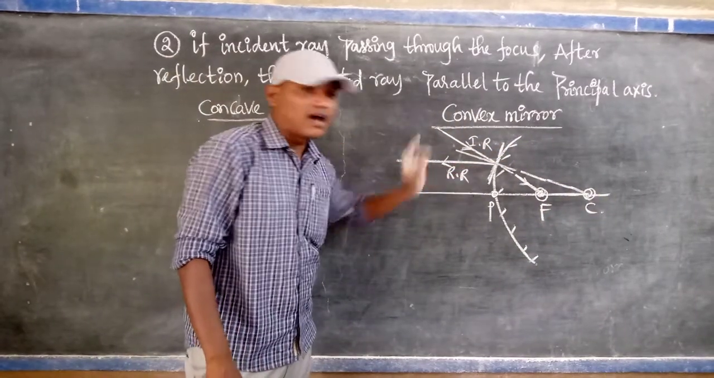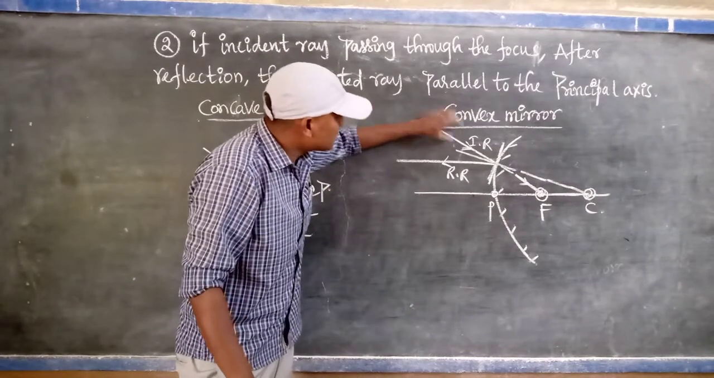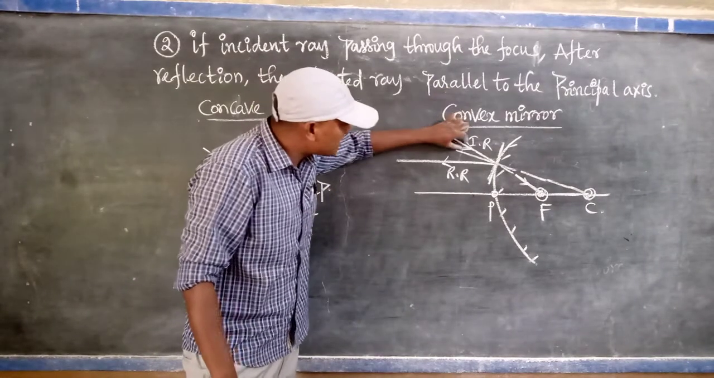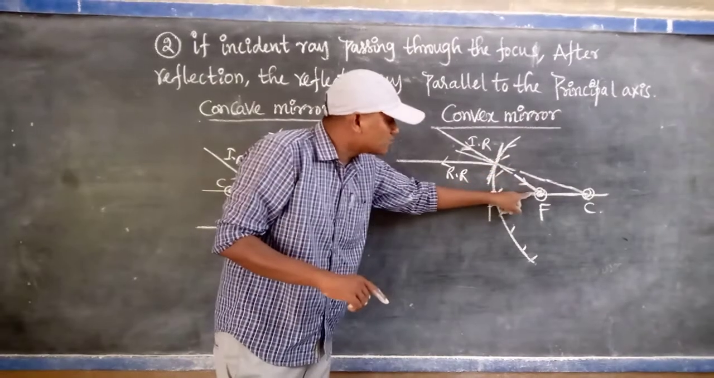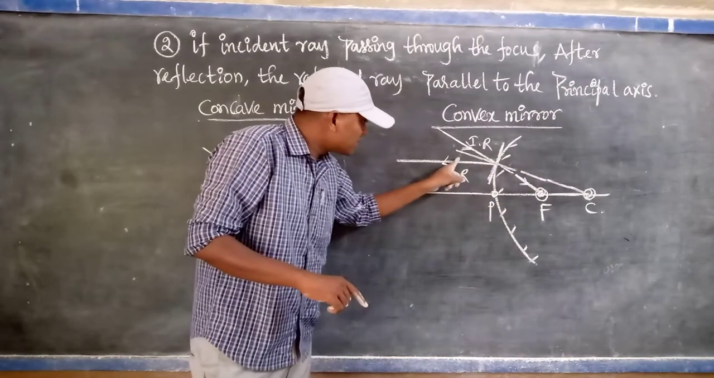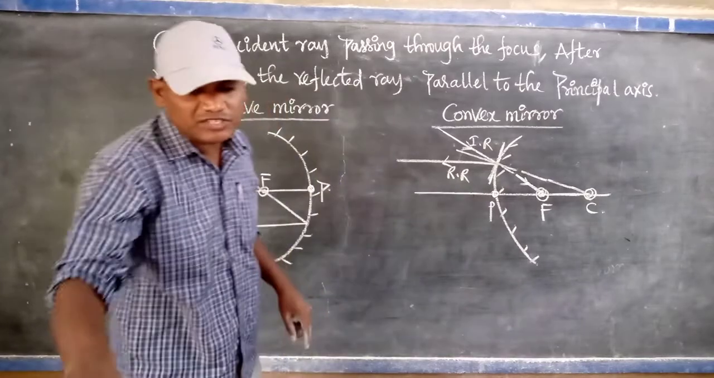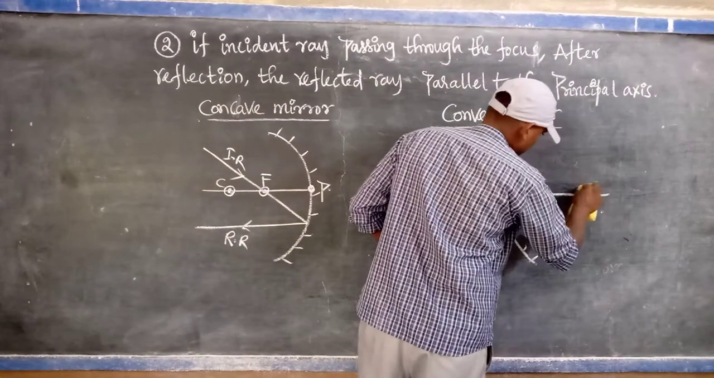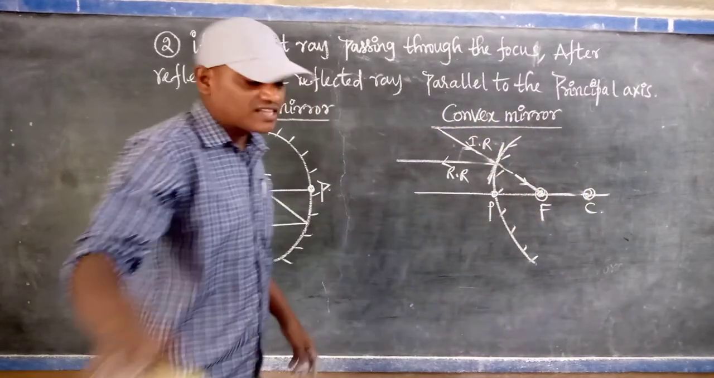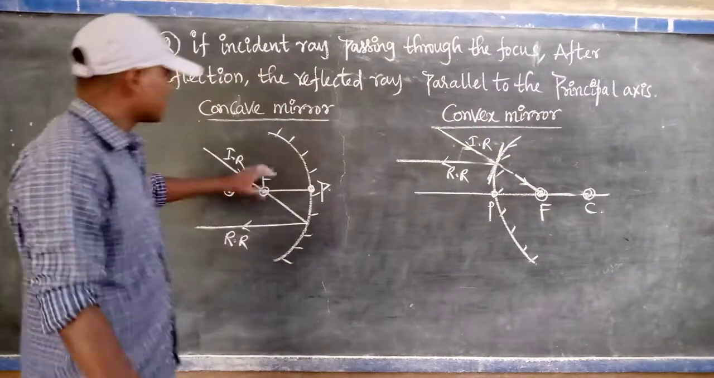Angle I, angle R. So in the case of a convex mirror, the incident ray appears to pass through the focus, not really. After the reflection, the reflected ray is parallel to the principal axis. While drawing the diagram, there is no need to draw the normal, just like this.